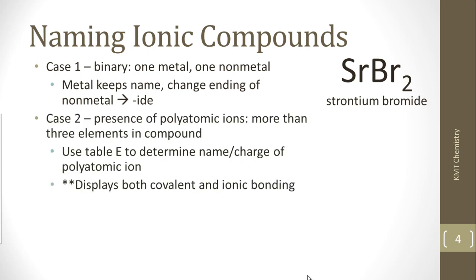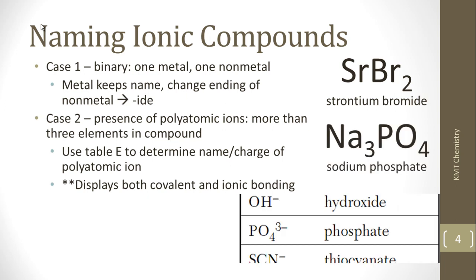The second type are compounds that have polyatomic ions in them. These have more than two elements in the compound. The easiest way to name these is to use table E to figure out what the name and the charge of the polyatomic ion given is. Your example here is sodium phosphate. PO4 is your phosphate anion, shown on table E of your reference tables, has a -3 charge. An interesting side note: these compounds that have polyatomic ions display both covalent and ionic bonding in their compounds.